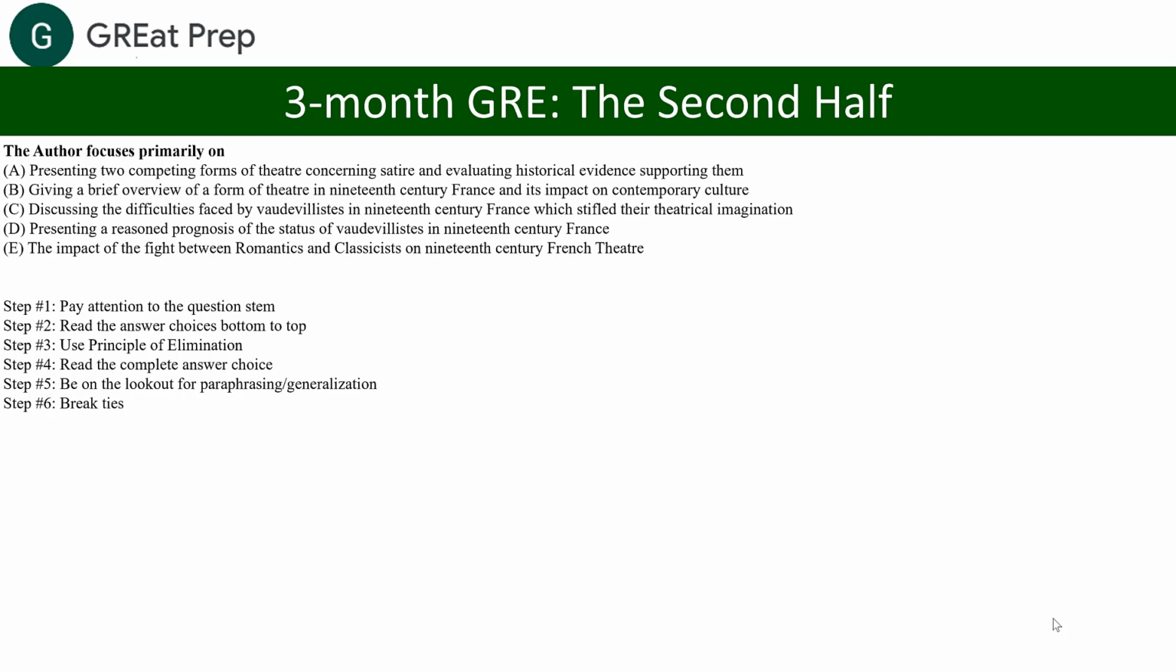The impact of the fight between Romantics and Classicists on 19th century French theatre. Well, like I said, you've already read the question stem. We need to think about what is the author's primary focus. Now, in the first paragraph, there is a mention of the Romantics and the Classicists on 19th century French theatre. There is absolutely no doubt that answer choice E is factually correct, right? And if you did not read the question stem correctly, you would most likely just go ahead and select option E. That is not a good idea.